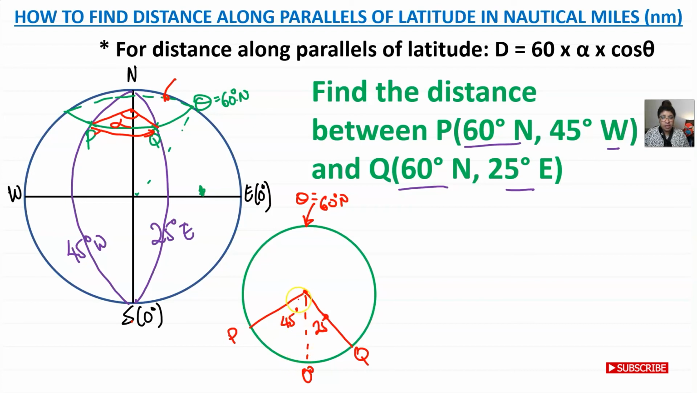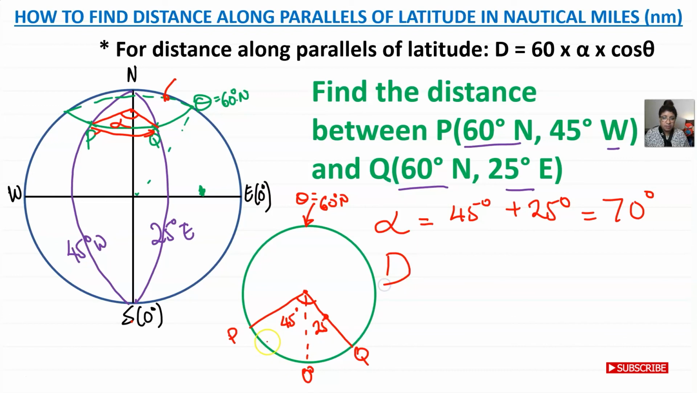So all I've got now is my alpha. They are in different hemispheres, so I need to add the angles. So alpha is going to be equal to 45 degrees plus 25 degrees, which is 70 degrees. Now I can go in and use my formula.